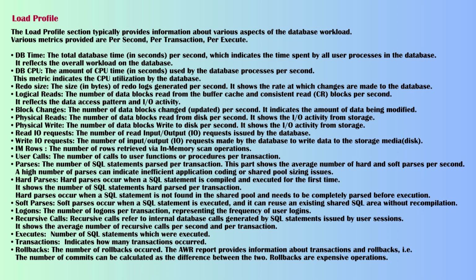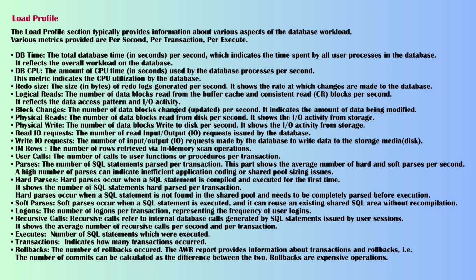The load profile section typically provides information about various aspects of the database workload. Various metrics provided are per second, per transaction, per execute. Per second, it shows the average number of transactions, parses, and other important activities that occurred per second during the analyzed period. Per transaction, it shows average number of physical and logical reads, database block changes, and rows processed per transaction. Per execute, this part displays the average CPU time and elapsed time per SQL or PL/SQL execution.